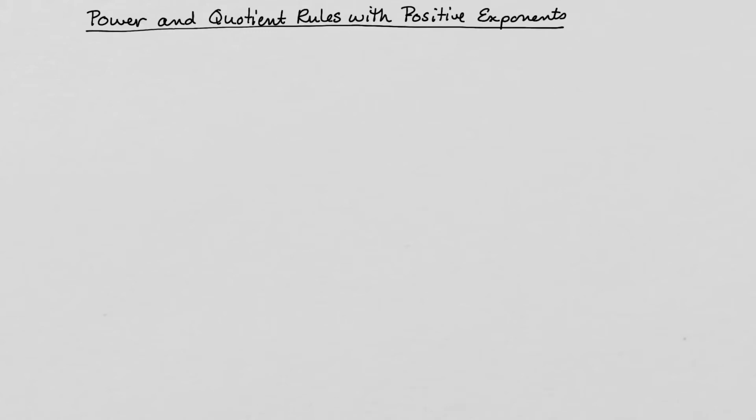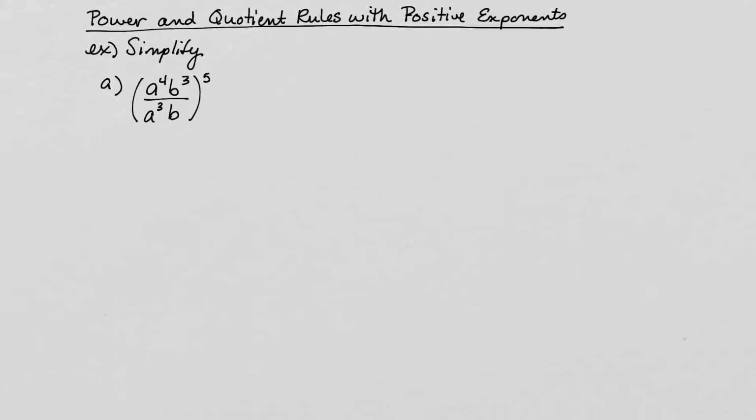In this video, we're going to look at the power and quotient rules with positive exponents. Basically, we're just going to be simplifying a bunch of things that have powers raised to powers, and there's also some division going on in them. So for example, simplify. The first one we're going to look at here is a to the fourth, b to the third, over a to the third b. And all of that raised to the fifth power.